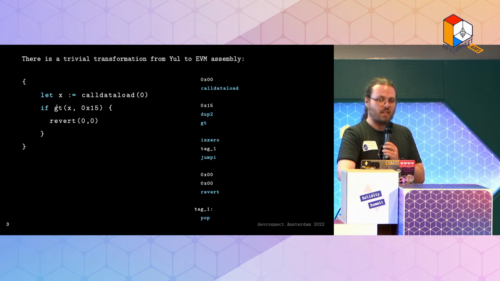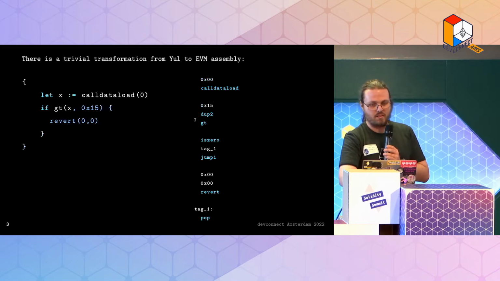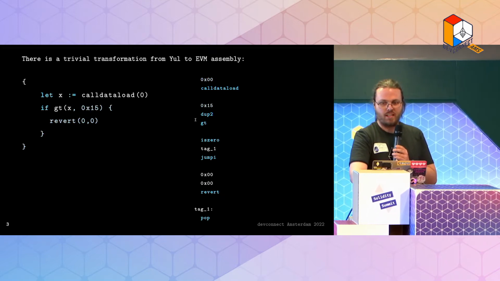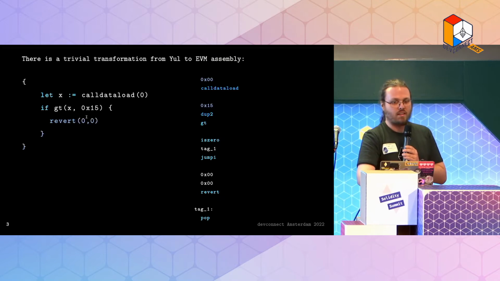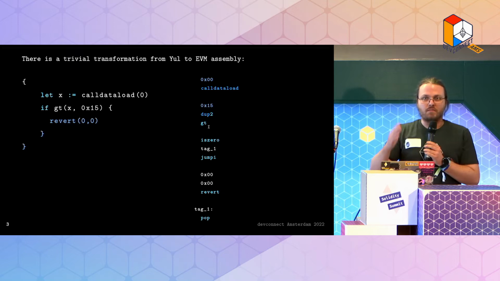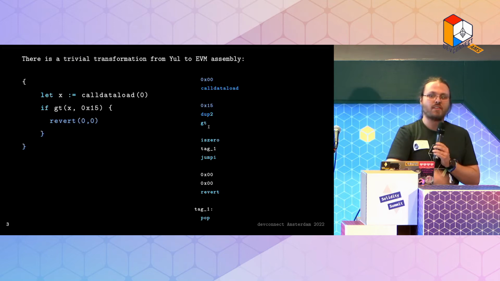Then the next part that happens, I have an if, so I need to evaluate the condition of this if. The if condition is a function, so again, right to left, I have the 15. Then the x, I remember I stored it in the now second deepest slot on the stack, so I dup it up again, and then execute the built-in functions. So yeah, a function call is just right to left, and the function.